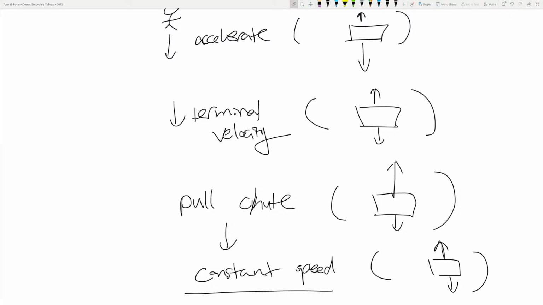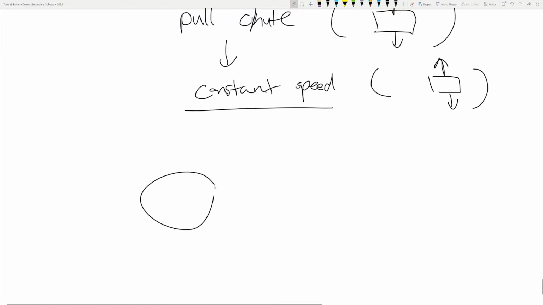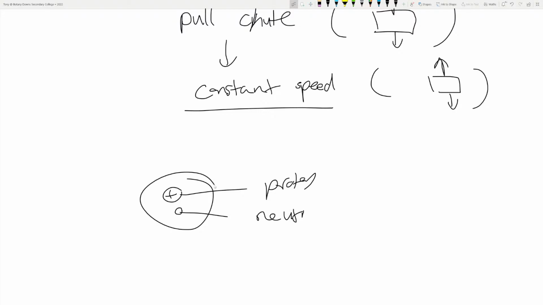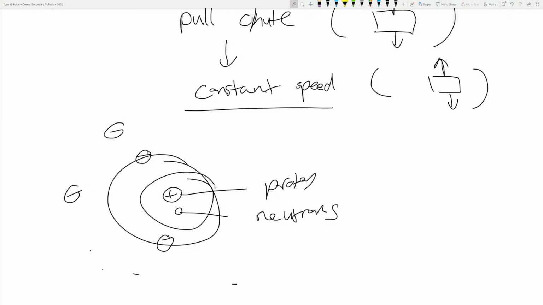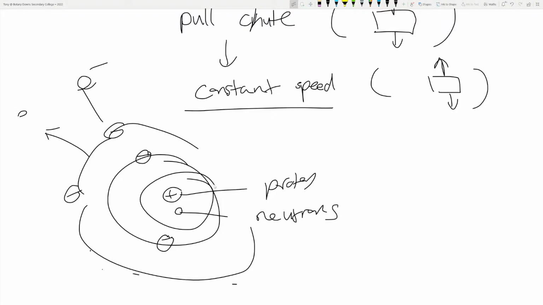Do we need to draw atomic structures? Yes, you might need to be able to. They may give you a diagram to label. Inside here, this is your protons, this is your neutrons, and they may give you the 2, 8 shells. I can't be bothered drawing all those. You need to say, this is my electrons, this is my electron shell, labeling. That's a free achieved. So there you go, Hunter, another achieved question for you.